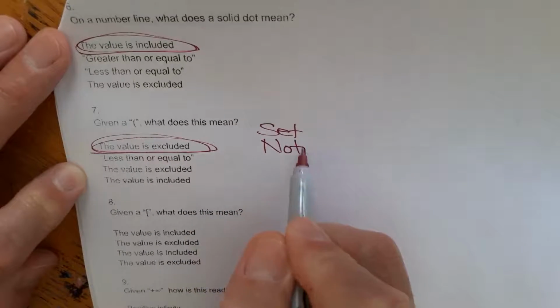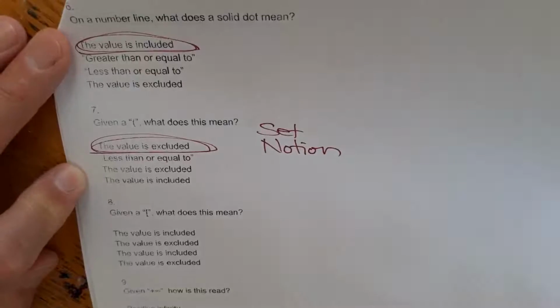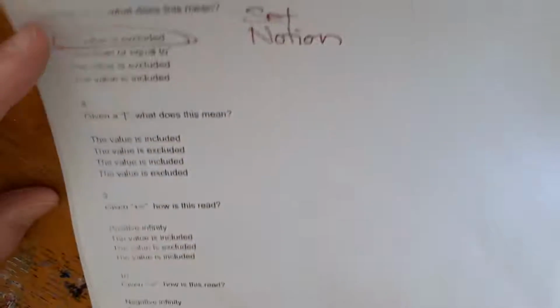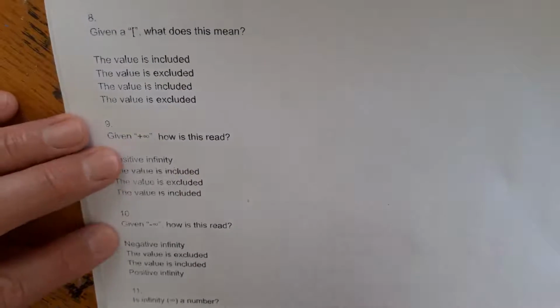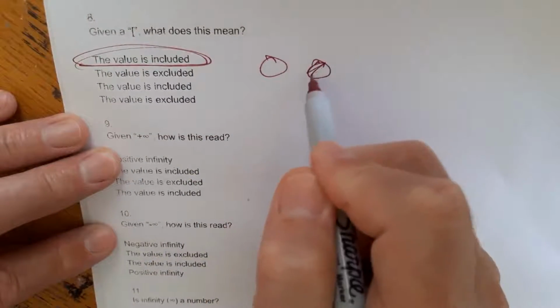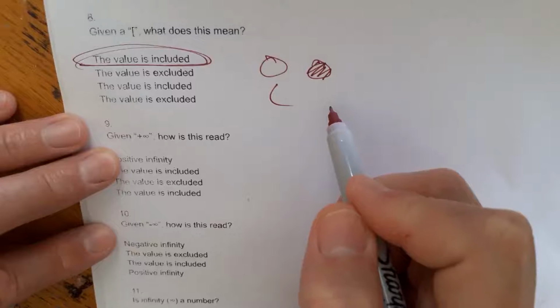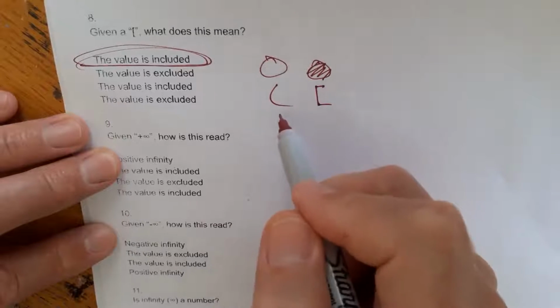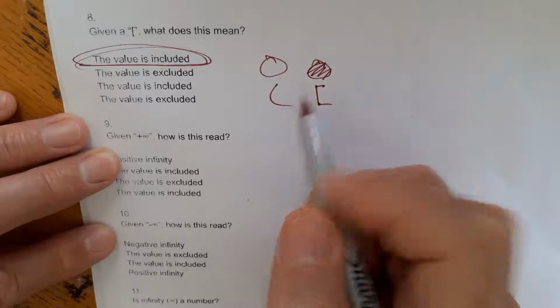Again, this is our fourth lesson, so we've talked about set notation quite a bit, and we'll show examples of that. Given a bracket, it means the value is included. So you have an open dot, solid dot, and you have a parentheses, bracket, right? All different ways of showing that something is included or not.